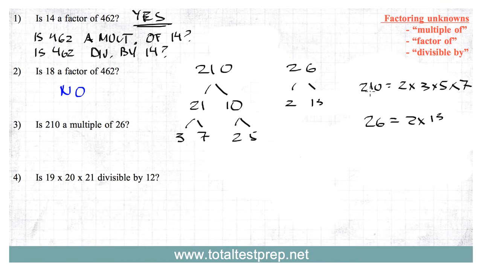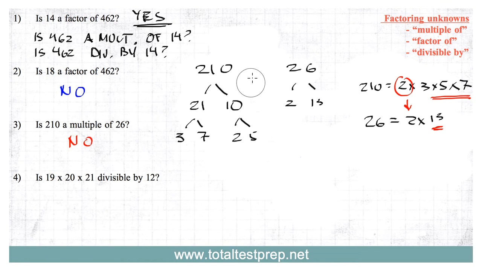And so, is 26 a factor of 210? Well, there's a 2 in both of them, so we know that we can make part of 26, but there's no 13 anywhere here. We're missing the 13. And so the prime factors of 210 cannot be used to make 26 because we're missing that 13. We don't have a 2 and a 13. Therefore, the answer here also is no.